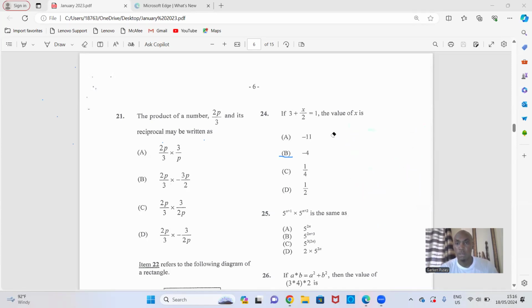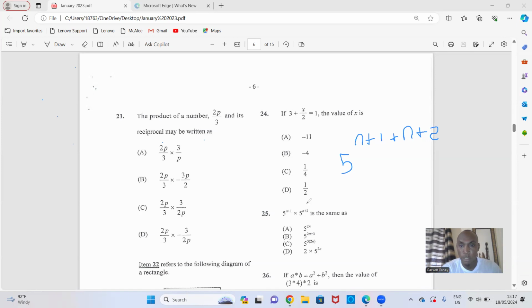Question number 25. So let's see what it says. It says 5 raised to the n plus 1 times 5 raised to the n plus 2 is the same as. Now, when you're multiplying terms with the same base, we can just add the powers. So the first one has a power of n plus 1, and the second one has a power of n plus 2. So again, when you're multiplying terms with the same base, 5 and 5, we just add the powers.